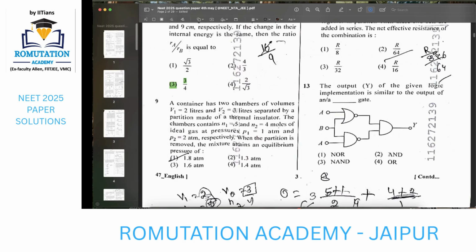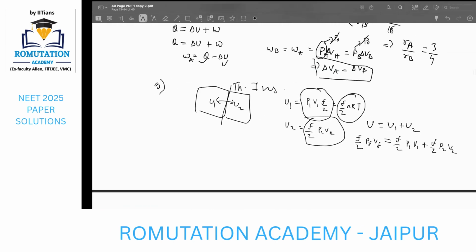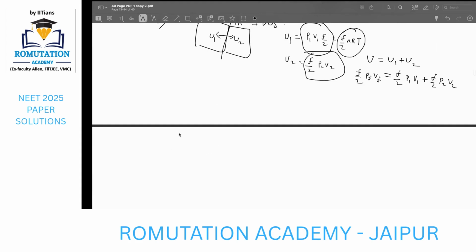Volumes are there, pressures are there, and we know the number of moles of the gases are also present. Why will that be required? Because the gases are assumed to be the same, as they are not giving any specific information about them. So I can write V final as V1 plus V2, the initial volumes.